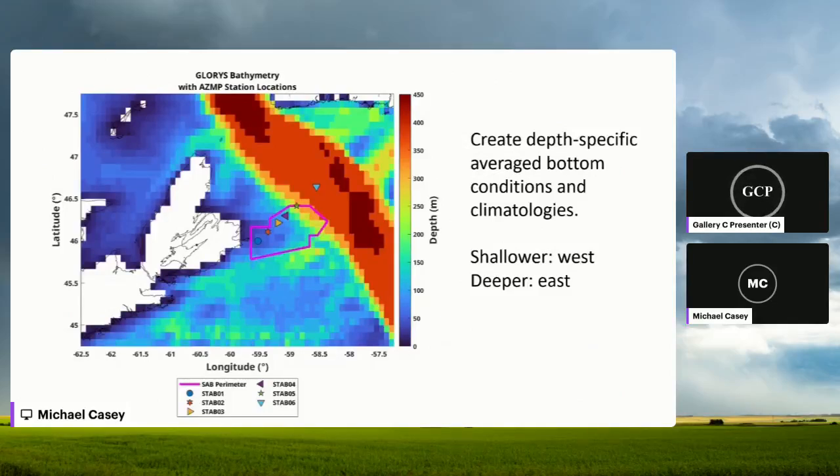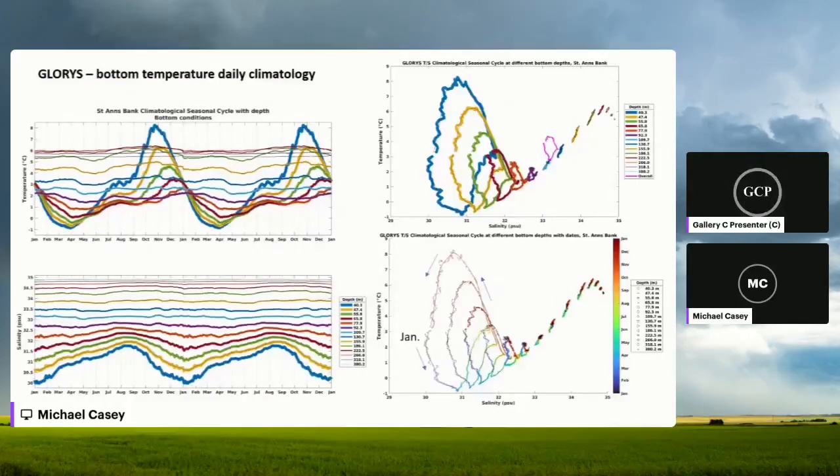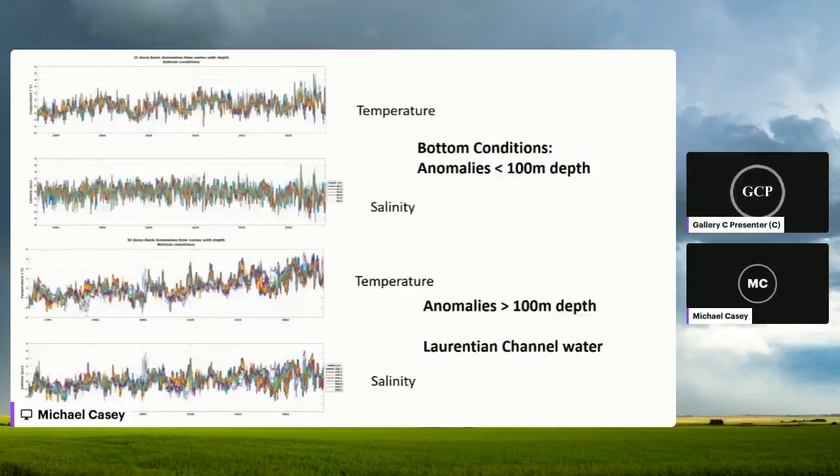We're taking advantage of the shallower in the west and deeper in the east. If you look at climatologies on bottom conditions, you see that once again, here's the seasonal cycle in terms of a temperature salinity diagram. Below about 100 meters, there isn't much of a seasonal cycle. Shallower than 100 meters, there is a substantial seasonal cycle.